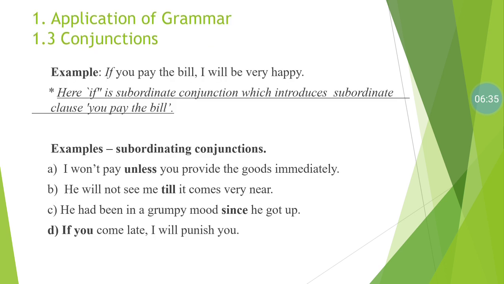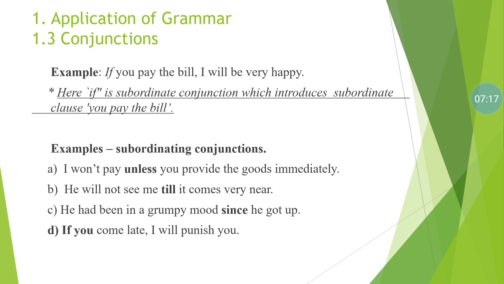For example, if you pay the bill, I will be very happy. In this example, you pay the bill, I will be very happy. There are two clauses used in this sentence. These sentences are joined by the conjunction if. If is a subordinating conjunction which introduces the subordinate clause, you pay the bill. Okay. Another example of subordinating conjunctions.